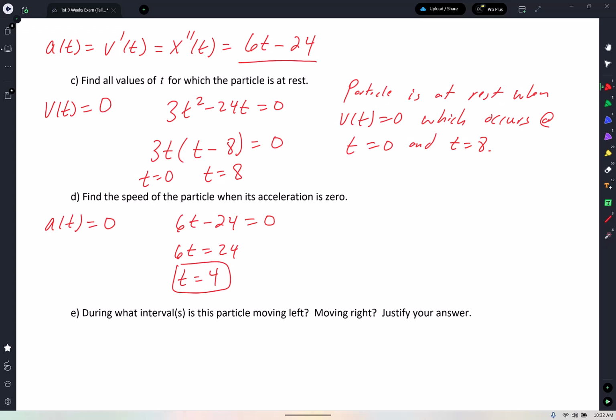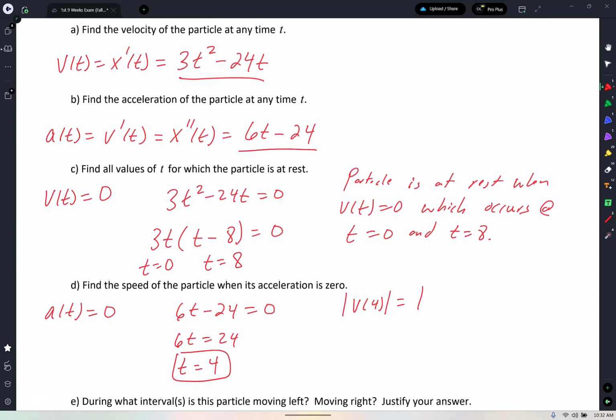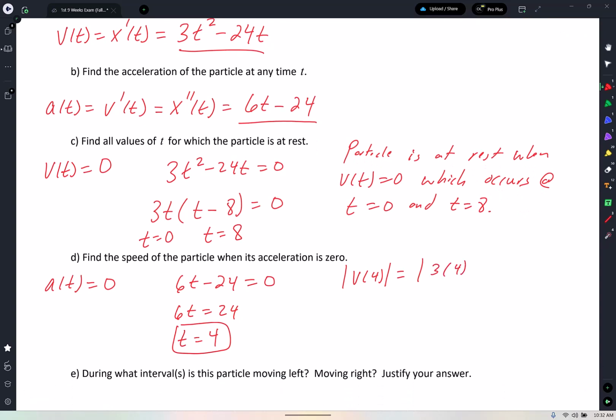So I'm going to write absolute value of v of 4, like that, equals absolute value. And then let's see, what's my velocity? 3 times 4 squared minus 24 times 4. Now, I'm a little warmed up because I remember this. I did this question this morning. 4 squared is 16. 16 times 3 is 48. Minus, if I have 4 quarters, that's $1, but I'm not at 25, I'm at 24. So that's 96. And 48 minus 96 is a negative 48.